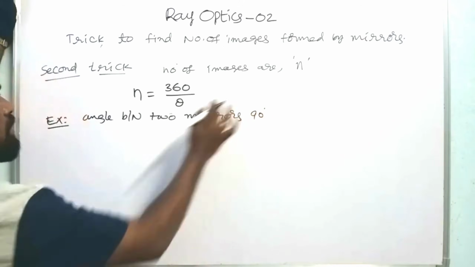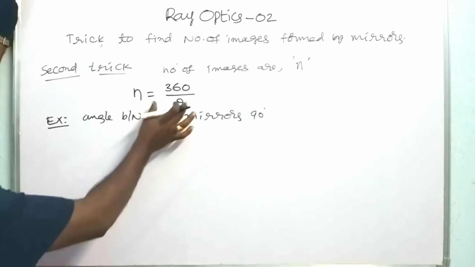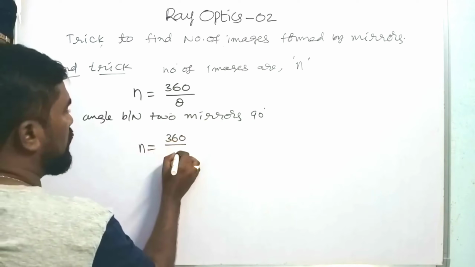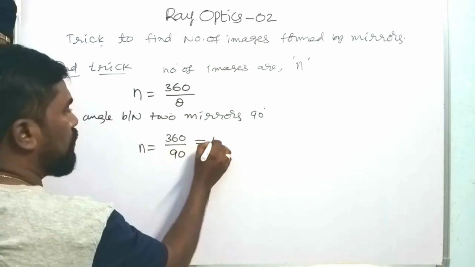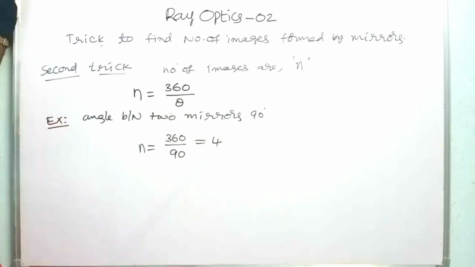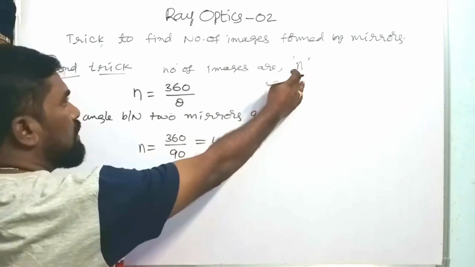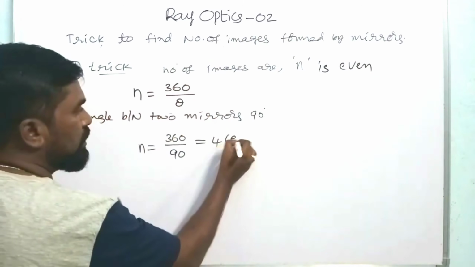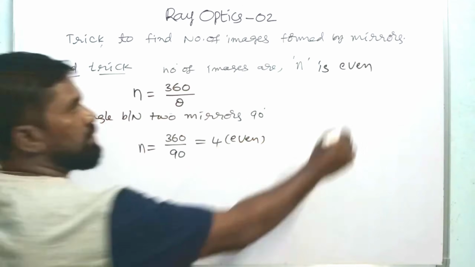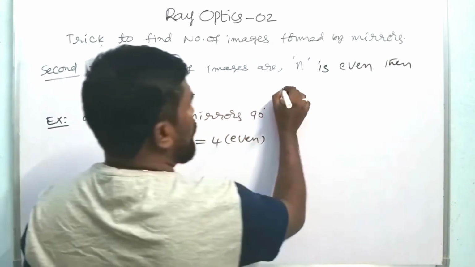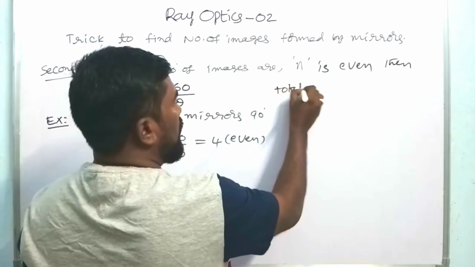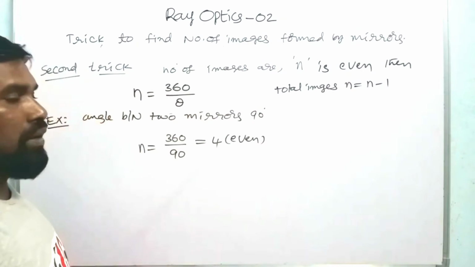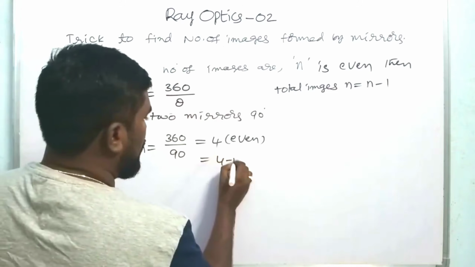90. The number of images, we already know, is 3 images. Let's see by this method. n is equal to 360 by 90, which is equal to 4. The number of images n is even. So this 4 is an even number. Then total images are n minus 1. So here 4 minus 1 is equal to 3.